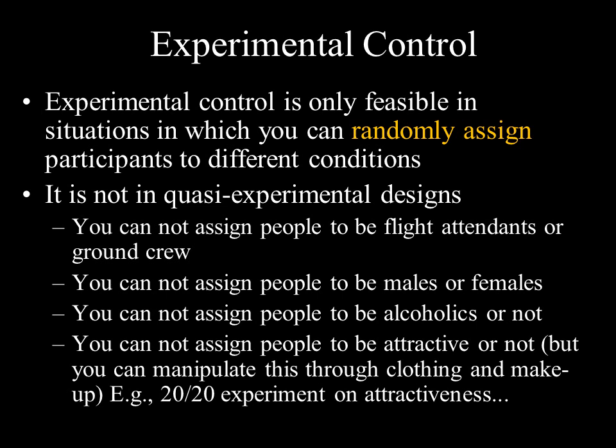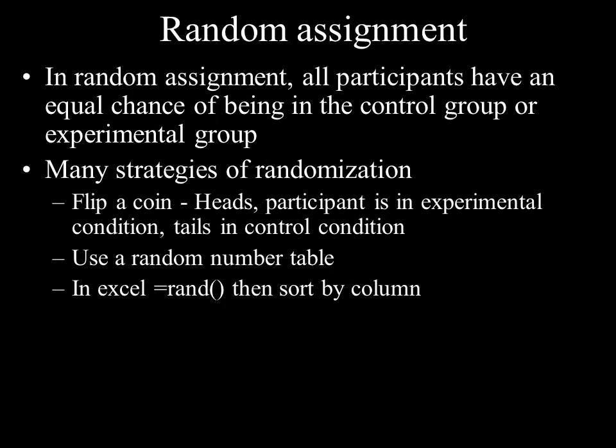Or if you're interested in math performance in males or females, you can't randomly assign people to be a male or a female, or whether they're alcoholic or not, or any other kind of manipulation. It's important to realize that when it's quasi-experimental, that's the huge difference between an experiment and a quasi-experiment, is that in a quasi-experiment you can't experimentally control.